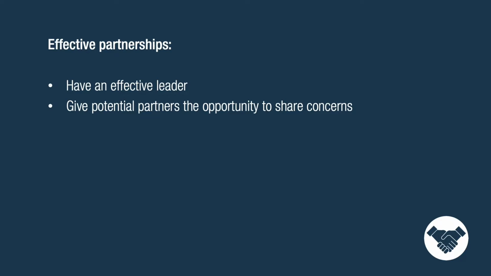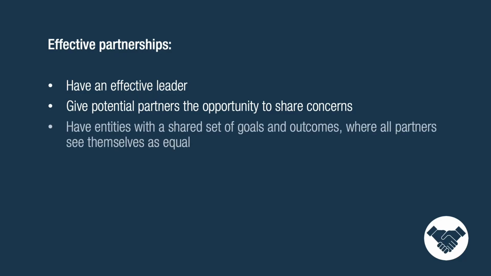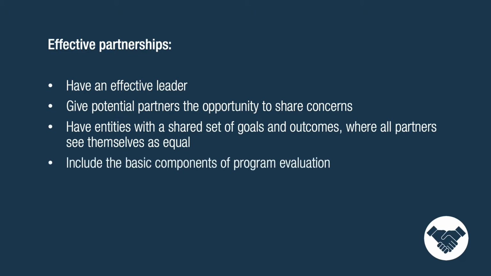A key element of effective partnerships is a willingness to distribute power, allowing the process to be challenged by others. Essentially, an effective partnership is one where all entities have collectively agreed on a specific set of goals and outcomes for the partnership, and where all partners see themselves as equal in stature, power, and responsibility. Finally, any effective partnership must be measurable. That is, you have to be able to determine if the partnership is achieving its purpose.